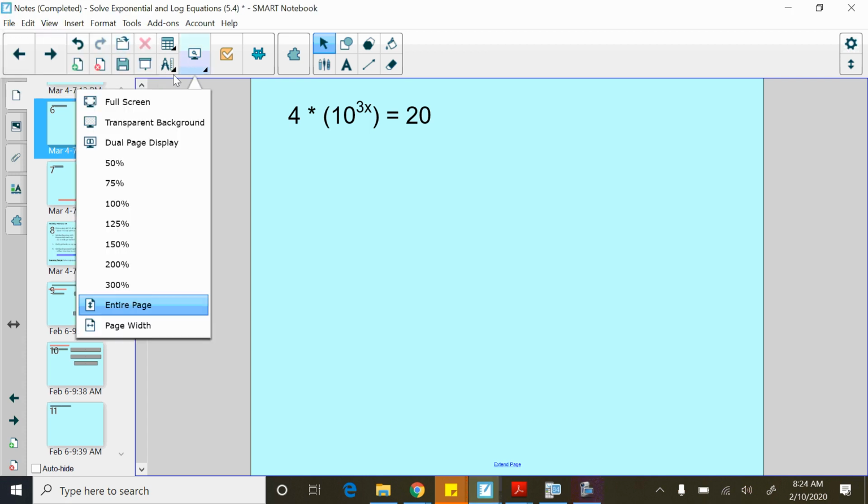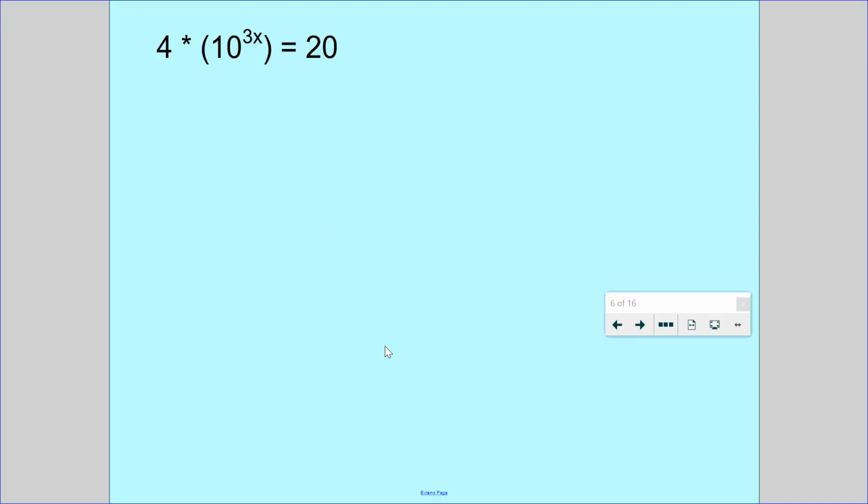Hello, ladies and gentlemen. I'm going to walk you through how to solve a few different types of exponential equations, in addition to kind of introducing you to solving log equations as well. So if you look at your note sheet, this is where we left off last week.